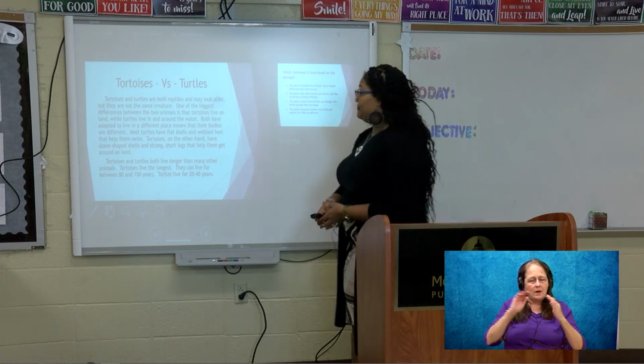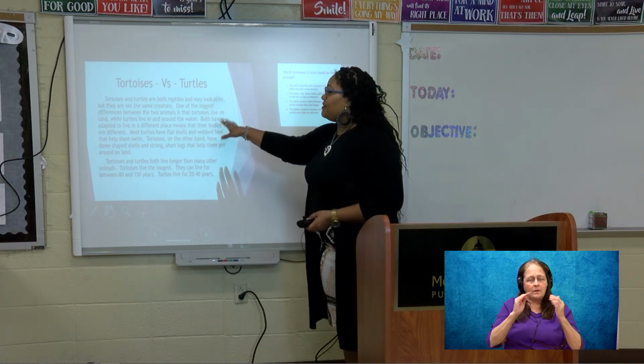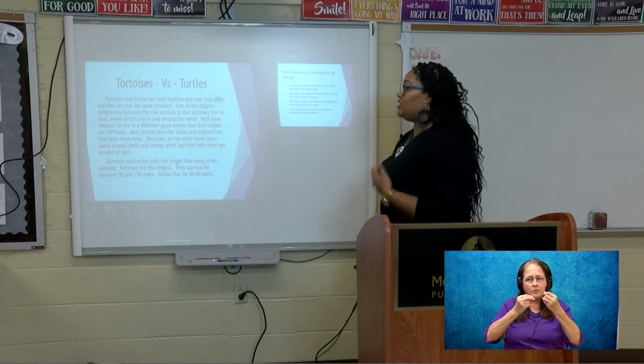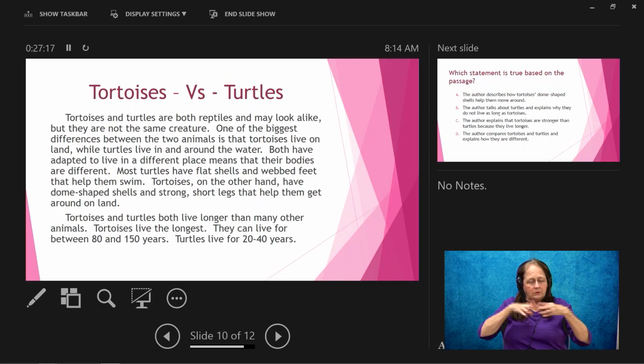Very good. That third sentence states that both have adapted to live in a different place, which means that their bodies are different. So they had to adapt. It's kind of like being hot and being cold. You have to adapt to your surroundings. They're doing the same things.